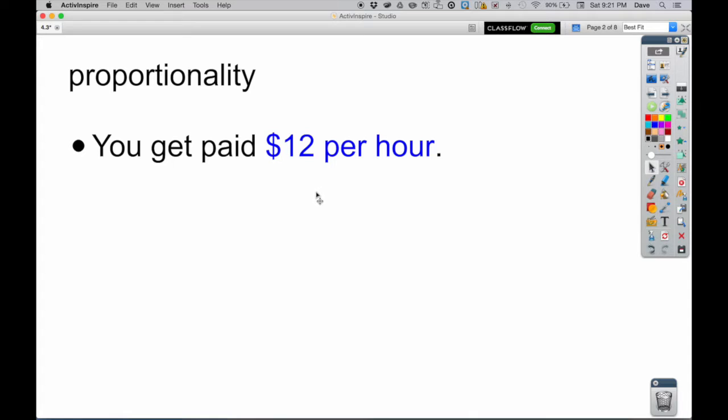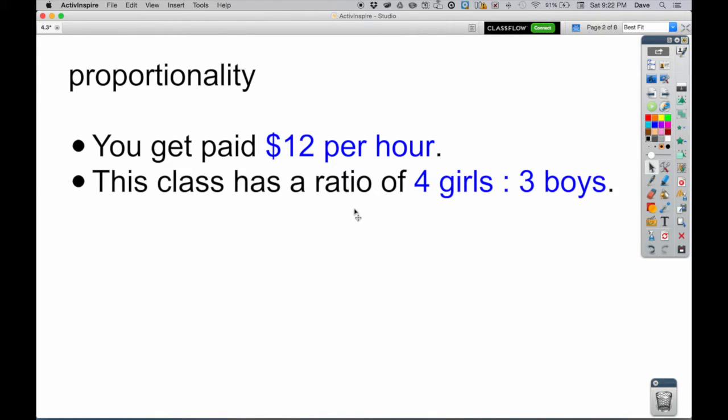Typical employee-employer situation: you get paid $12 per hour. So let's say I want to start talking about graphs and slopes. In this lesson, we're going to look a lot at these situations where there's some kind of proportional relationship. In other words, in this case, I get paid $12 for each hour that I work. So 1 hour, $12, 2 hours, $24. There's that proportional relationship going on. What if we were to graph this one?